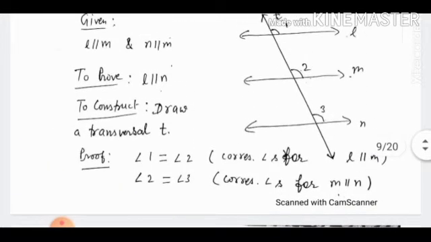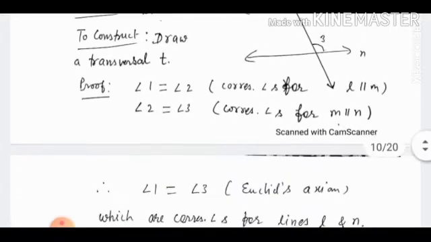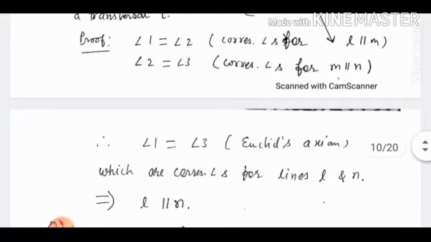You can see angle 1 and angle 3 are corresponding angles for lines L and N, and you know that if corresponding angles for two lines are equal, then the two lines are parallel. This implies that L is parallel to N.